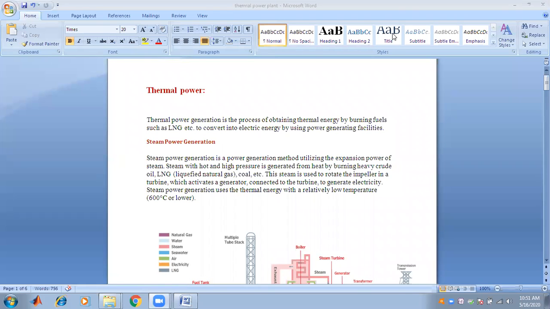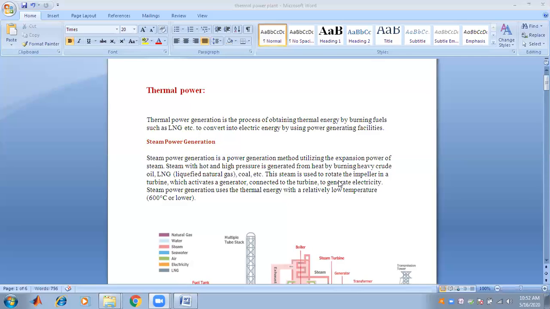So let's start with thermal power. Thermal power is generally known to us. Thermal power generation is the process of obtaining thermal energy by burning fuels such as LNG, that is liquefied natural gas, to convert into electric energy by using power generating facilities. So burning of coal and natural gas are the resources for thermal power generation or steam power generation.